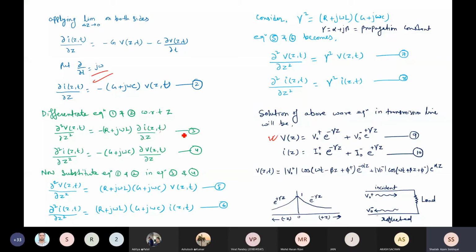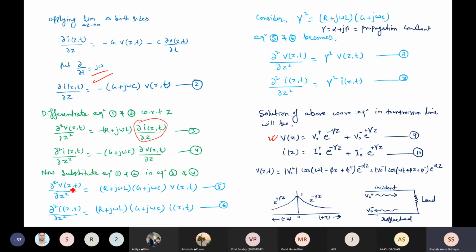Now if we take equations number 3 and 4 and substitute equation number 1 and equation number 2 into them, we will get the wave equation. This side we keep as it is. Now we know ∂I(z,t)/∂z is equal to −(G + jωC) V(z,t). So just substitute here, and we will get this type of equation.